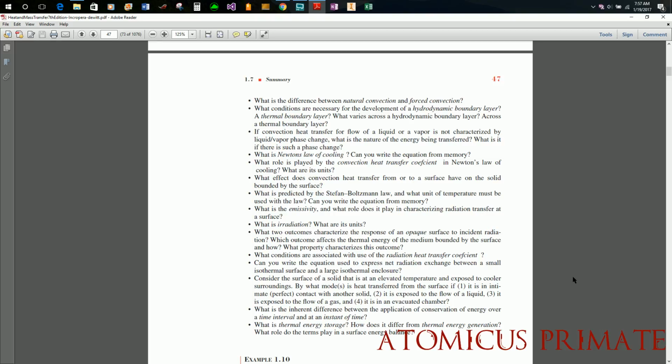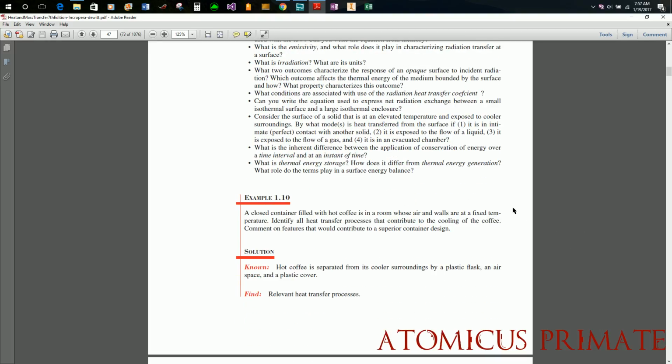Two, it is exposed to the flow of a liquid. Three, it is exposed to the flow of a gas. And four, it is in an evacuated chamber. What is the inherent difference between the application of conservation of energy over a time interval and at an instant of time? And lastly, what is thermal energy storage? How does it differ from thermal energy generation? What role do the terms play in a surface energy balance?